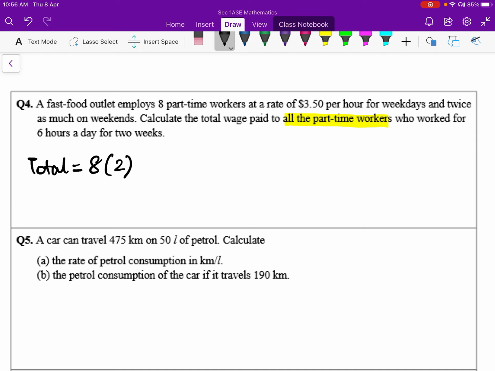Do you understand so far? Now we focus on 1 week. How much does one person earn for 1 week? Now you open another bracket. For 1 week, there are 5 weekdays. Okay, so 5 days a week. Then let's talk about 1 weekday. How much is he earning for 1 weekday? 1 weekday is working for 6 hours. So put a 6. And per hour, he's earning $3.50.